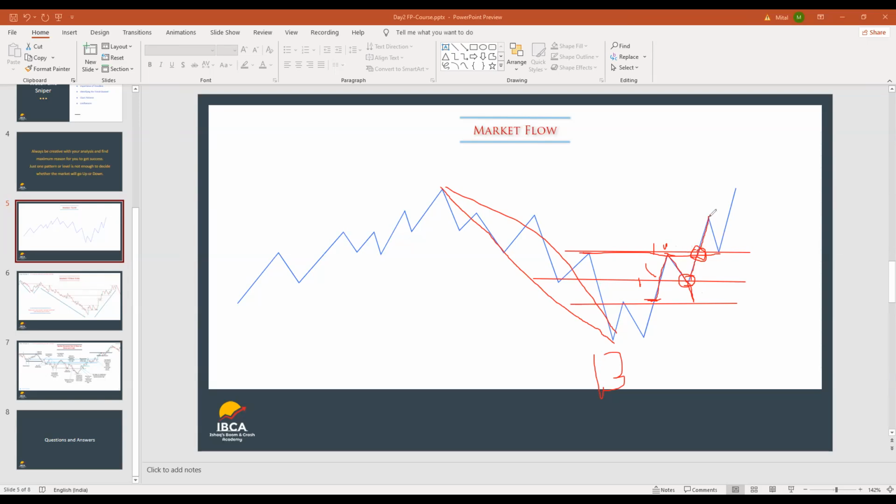But when it is coming back, retesting this level, the previous structure, and breaking this up. Getting my point?